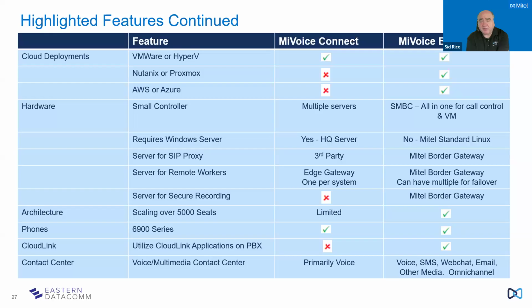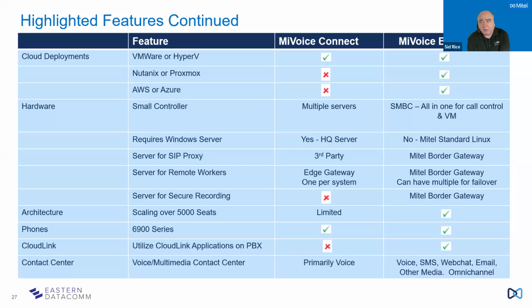Remote workers, if anyone's tried to deploy with the Edge Gateway, you could only have a single Edge Gateway per network. And it was kind of a little clunky in some ways to set up. That same border gateway can be used for remote workers and for SIP proxy. So that can actually be multiple different purposes. In fact, the third one it can be used for is to do secure recording.